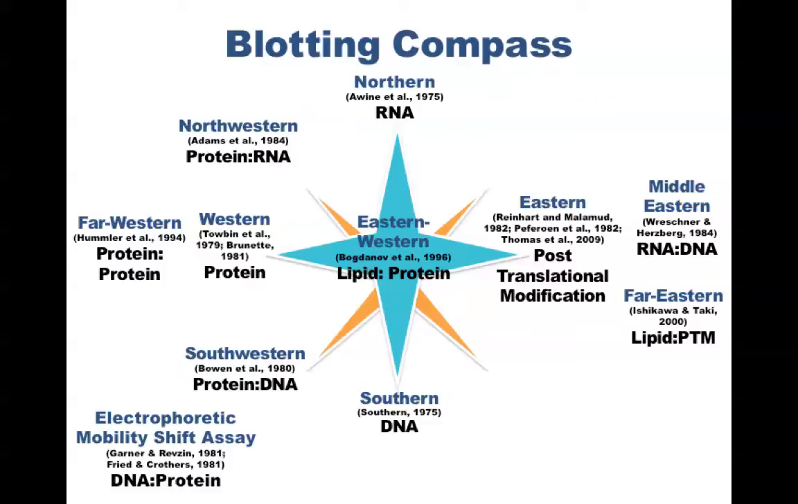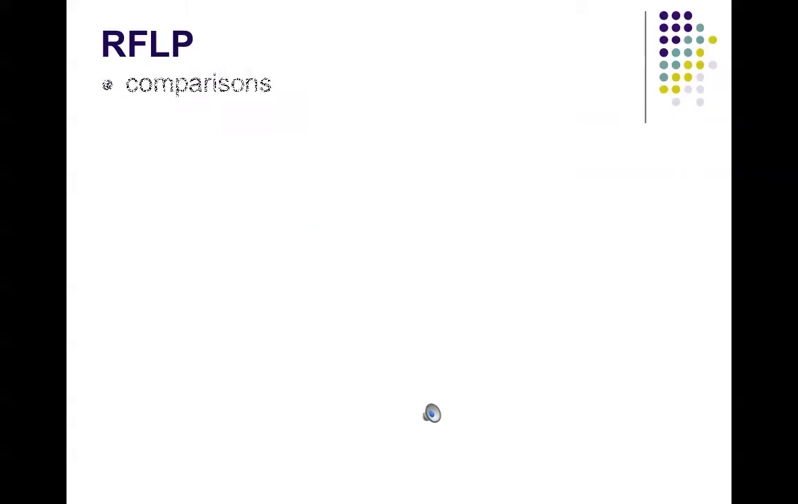And here's an example of a blotting compass. Notice the Southern and the northern blot were developed in 1975. And in the intervening years, more and more different types of blotting techniques have been developed.